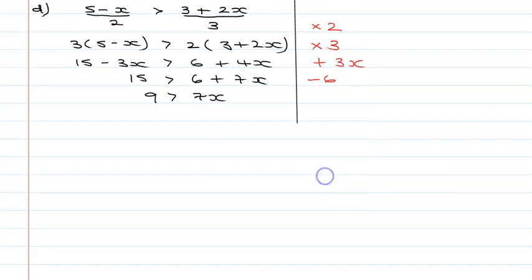And the final step is to divide by 7. So dividing by 7 leaves me with 9 over 7 on the left is greater than x. Now again, most people aren't comfortable reading this, so we're going to change it around because that currently reads that x is less than, because the open mouth is at the 9/7, so this is the greater than bit, so that is less than. So we get x is less than 9/7, so you can read it from left to right.